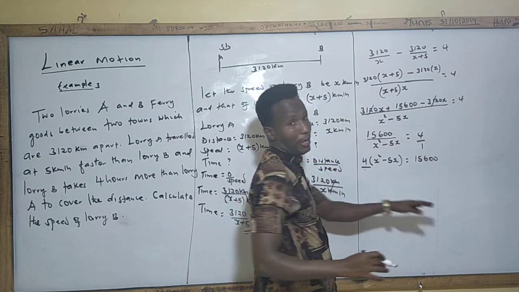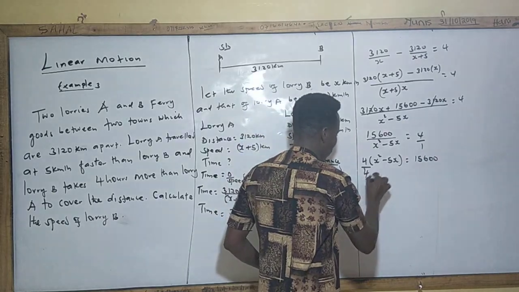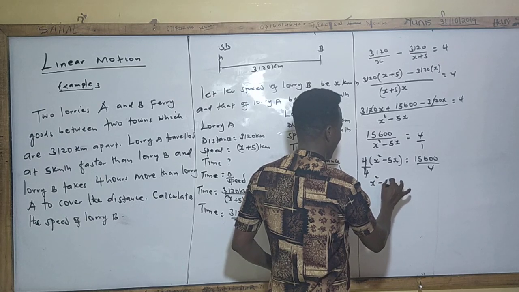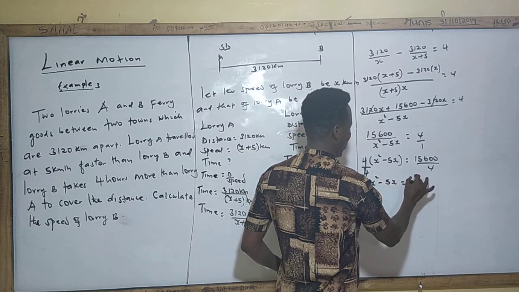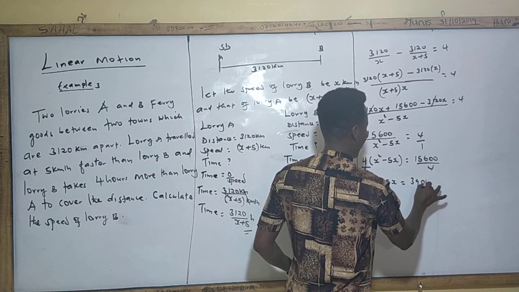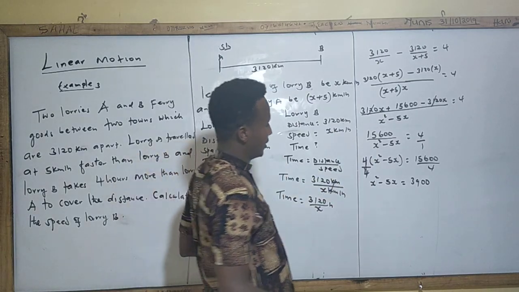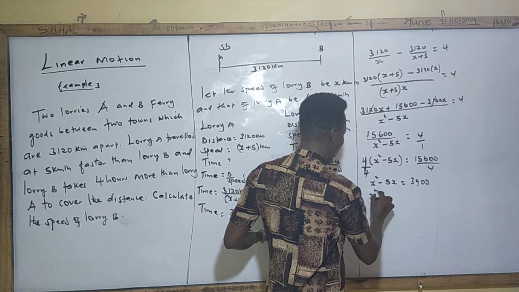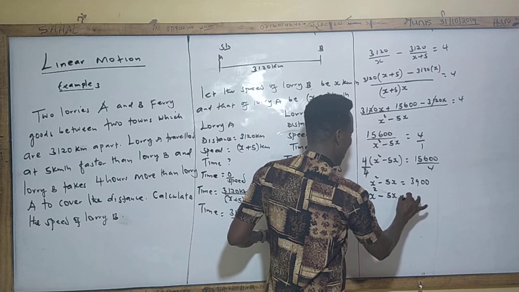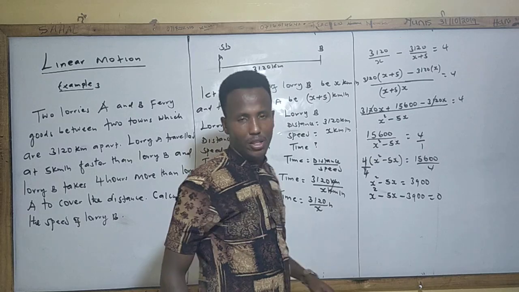Then divide both sides by 4, okay? Cancel. Then you'll have x squared minus 5x is equal to, divide this one. So this will give you how much? 3,900, 4 divided by 15,600, yeah? Just understand that. So write it in quadratic equation form: x squared minus 5x minus 3,900 is equal to 0.